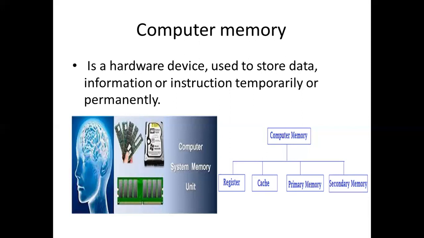We have devices that store information for a very long time, and we also have devices that store information for a very short time. So in computer memory, we'll be looking at registers, cache, primary memory as well as secondary memory. This is how memory is placed. Registers are usually next to or within the CPU, and then come the cache, the primary memory, and the secondary memory. So without wasting time, let's get to it.